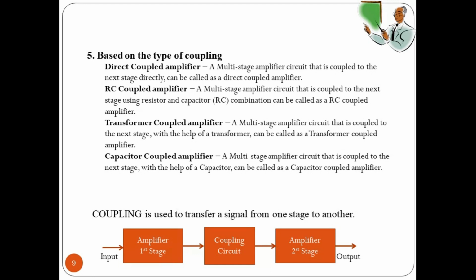A transformer-coupled amplifier is a multi-stage amplifier circuit that is coupled to the next stage with the help of a transformer. A capacitor-coupled amplifier is a multi-stage amplifier circuit that is coupled to the next stage with the help of a capacitor.